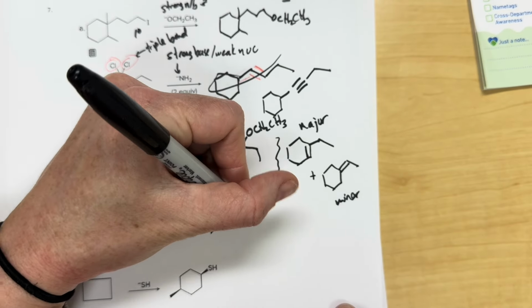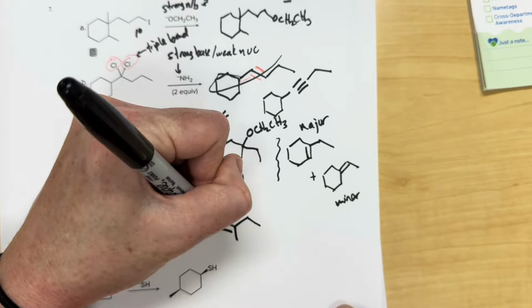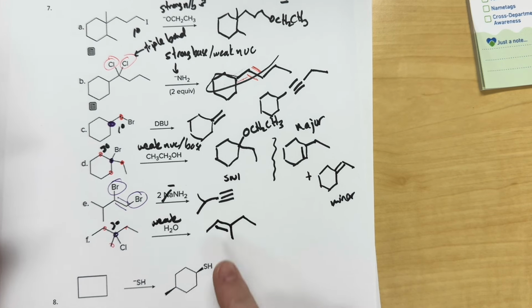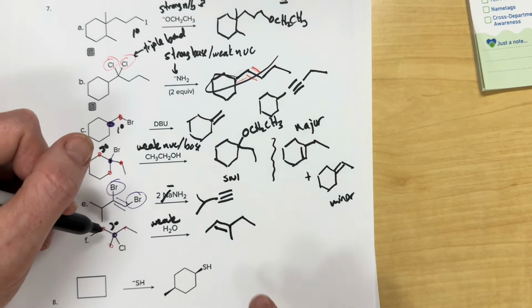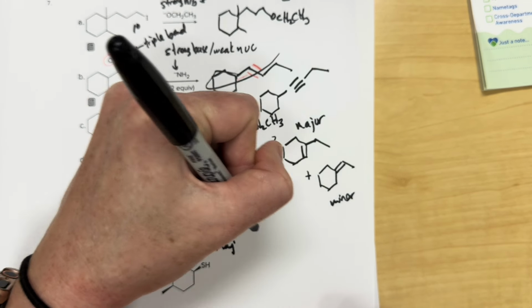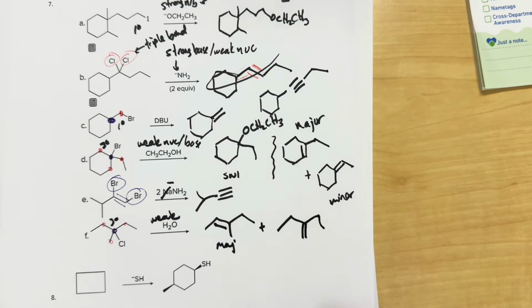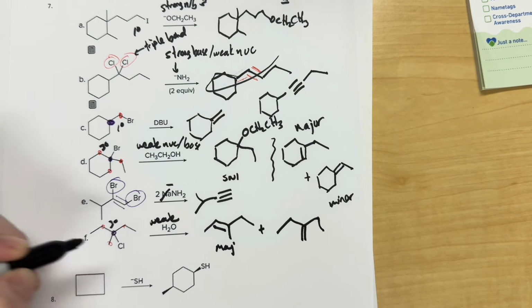The first product we'll get is this. If I flip that around, I'd get the same thing. So that's our E1 product. This is going to be our major E1. We would also have a minor E1, which would go there, between this alpha and that beta.